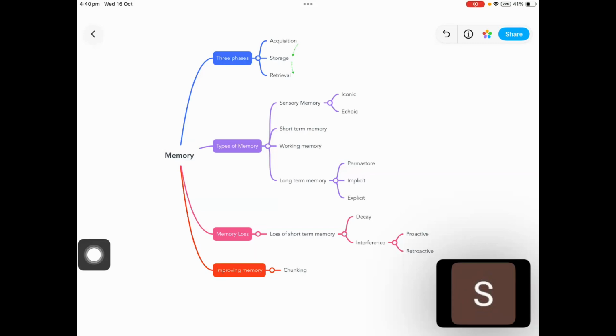And we can improve memory by chunking. Chunking is when you break things down into smaller, more manageable bits. So say when you're telling someone your phone number, you say it in 3 or 4 numbers at a time. It just makes it easier to remember than saying 8 or 10 at a time.